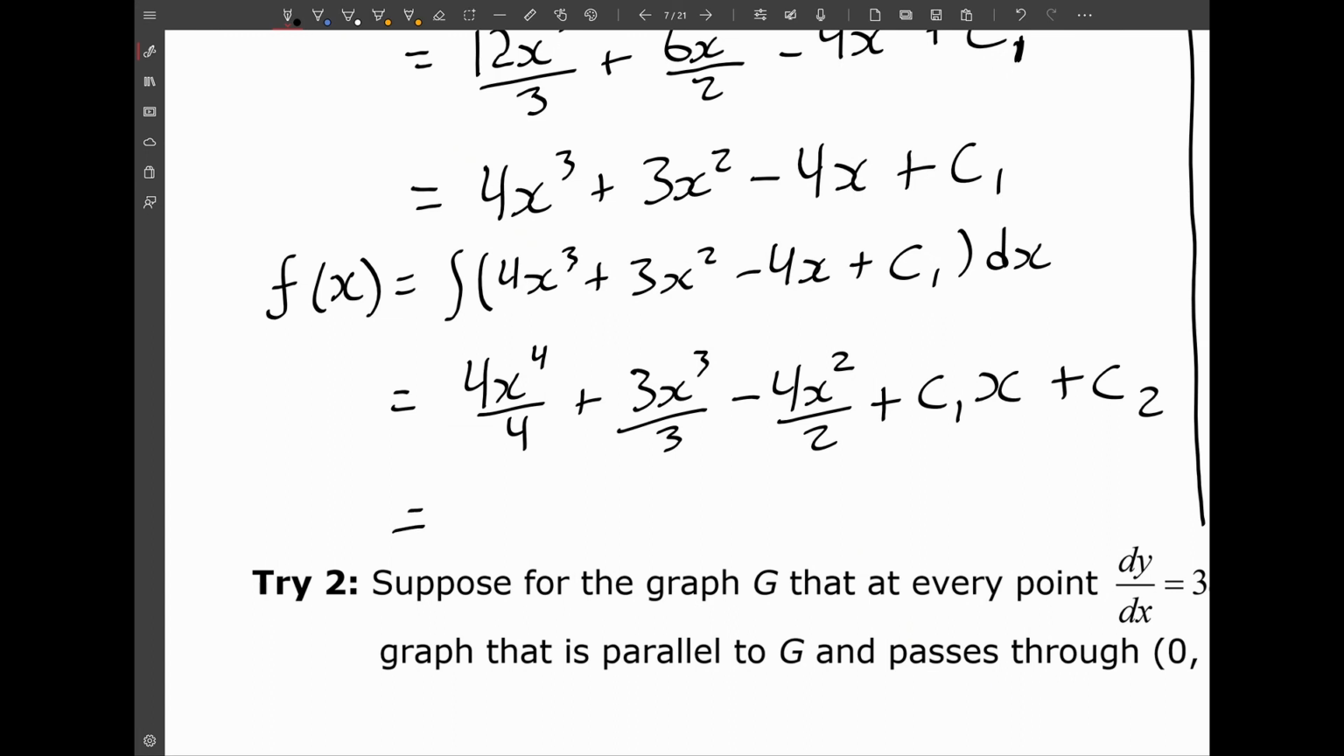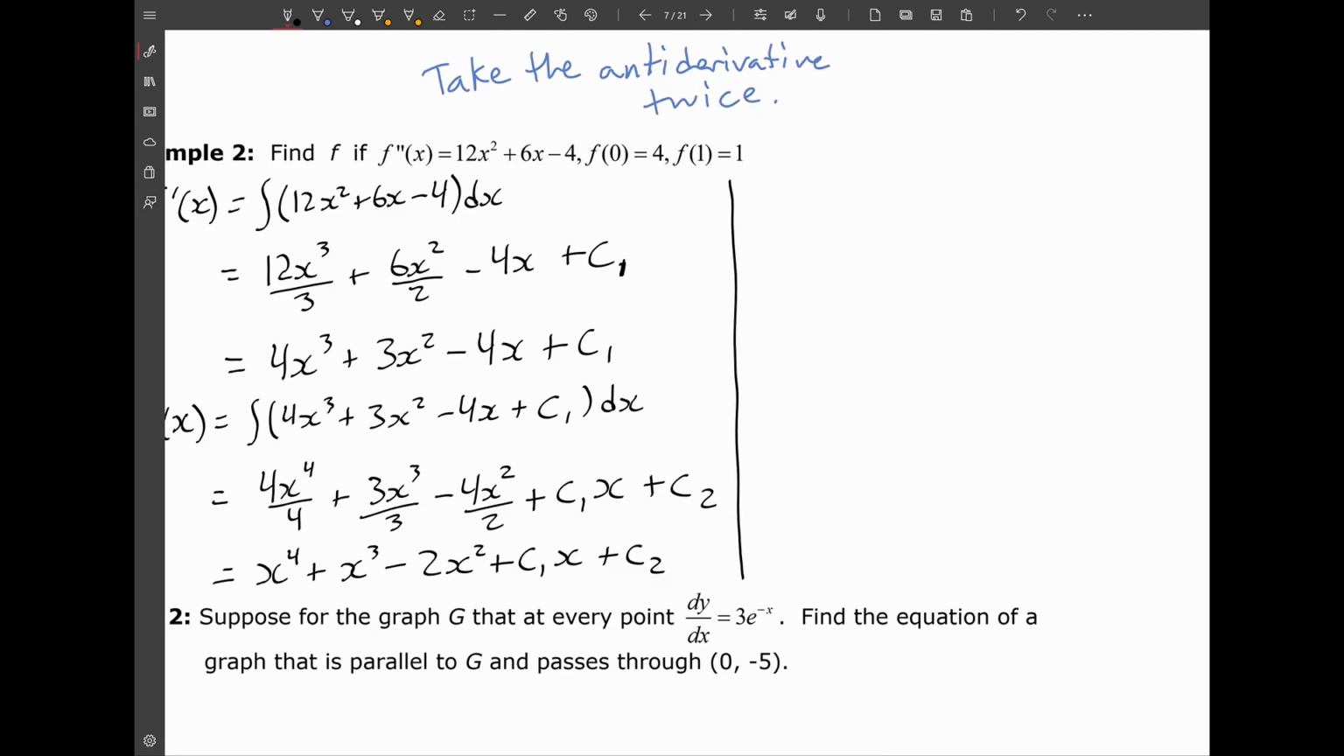So this simplifies to x to the power of 4 plus x cubed minus 2x squared plus c1x plus c2. Okay, all right, now we're going to be solving for each of our c1 and our c2 one at a time using our conditions.